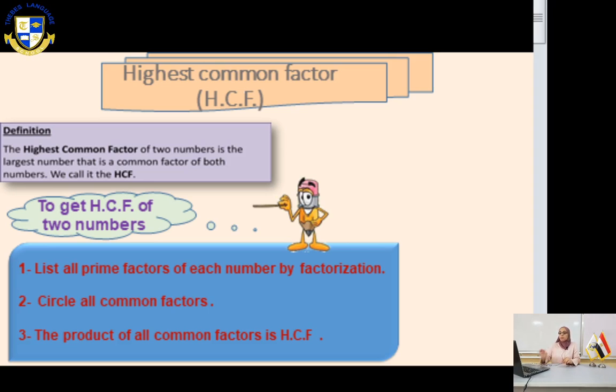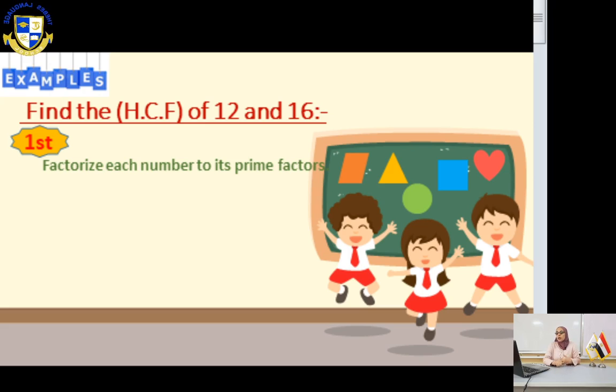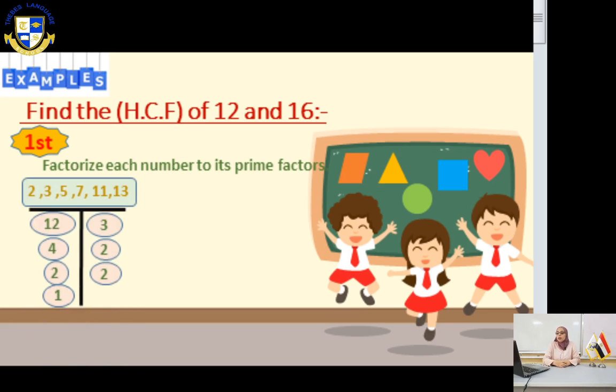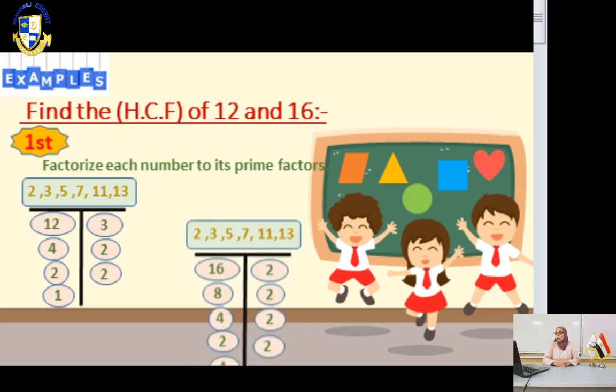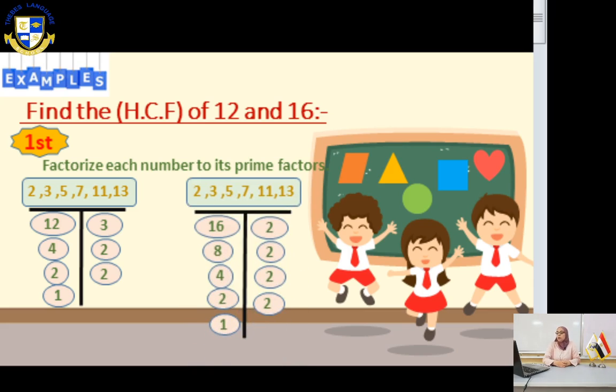For example, if you want to get the HCF for 12 and 16, how do we do this? At first we will factorize them. 12, divided by 3 we get 4, divided by 2 we get 2, divided by 2 we get 1. Factorize 16: divided by 2 we get 8, divided by 2 we get 4, divided by 2 equals 2, divided by 2 equals 1. As we said before, when we reach 1 we have finished.